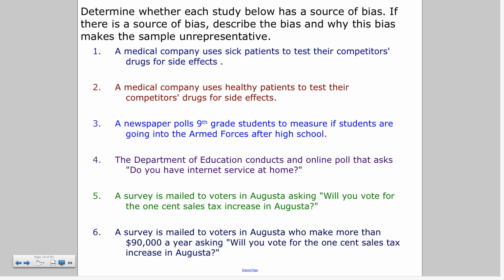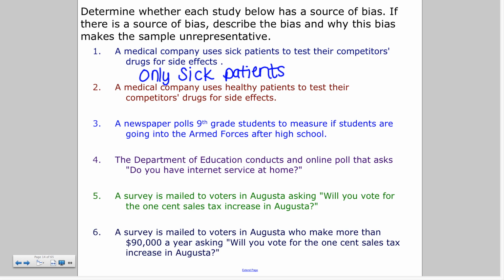So number 1, a medical company uses sick patients to test their competitors' drugs for side effects. Well, they're only using or only testing sick patients. Okay? So now pause the video, see if you can pick out the next 5, and then see if you got them right.